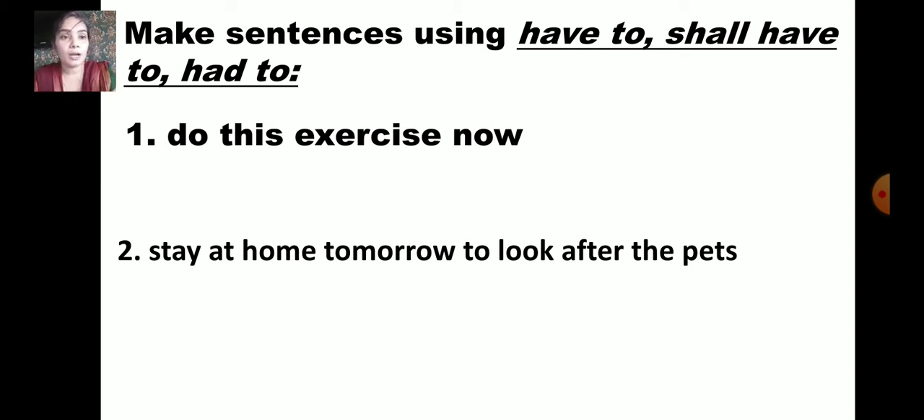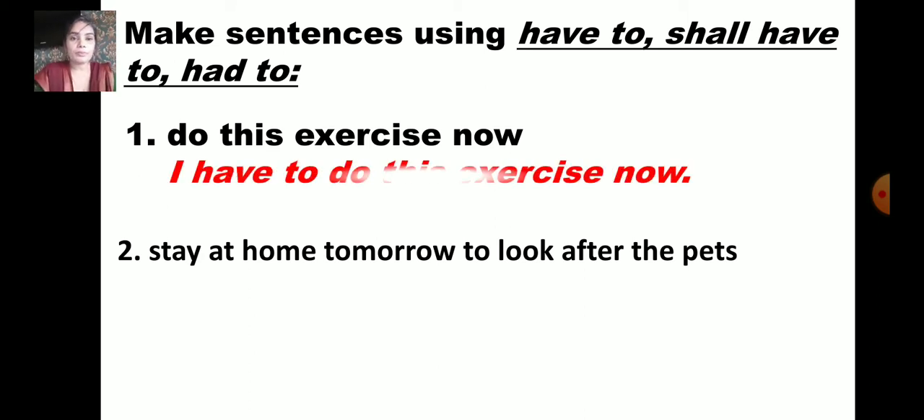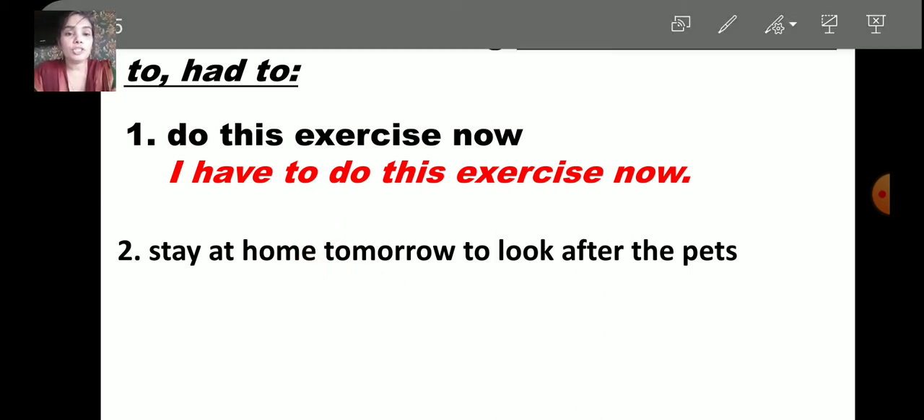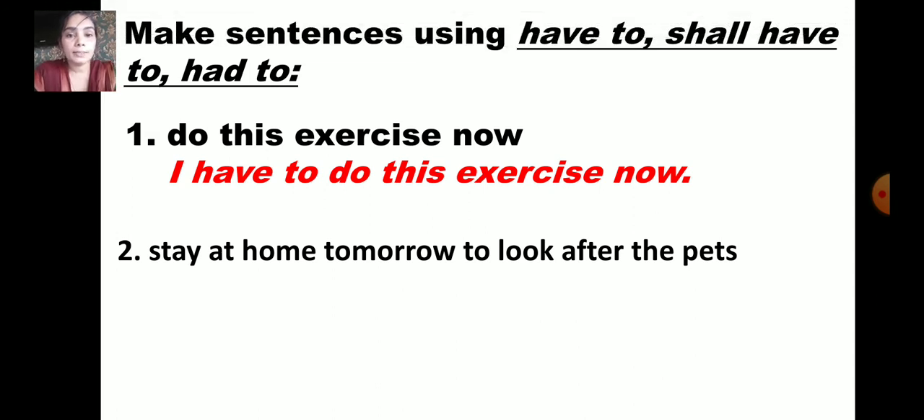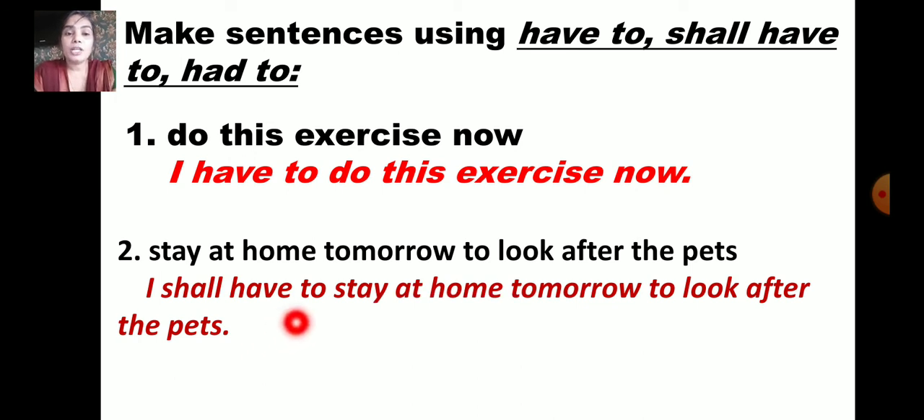Now let's check our answer. Do this exercise now means present tense. It shows it is in present tense. So I have to do this exercise now. Stay at home tomorrow. The word tomorrow refers to future tense. So it is I shall have to stay at home. Where is the answer? Yes. I shall have to stay at home tomorrow to look after the pets.